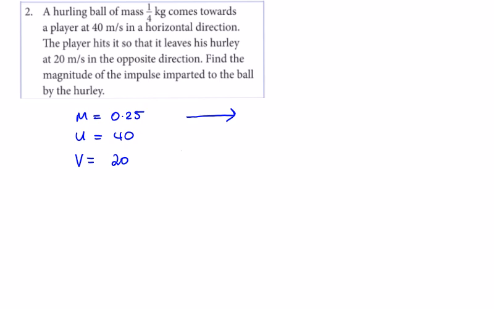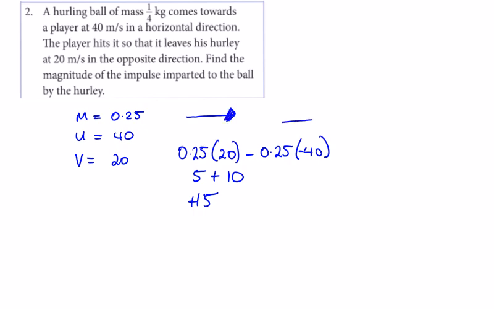So we're going to have m, which is 0.25, times 20, which is the final velocity, minus 0.25 by 40, which was the initial velocity, and 1/4 of 20 is 5, 1/4 of 40 is 10. So we're going to have a minus... spot the mistake. Minus 40, it's going back the other direction. So that's going to be plus 10. So we get plus 15. Just be careful. I told you to be careful, and I didn't follow my own rules. And that's in Newton seconds.